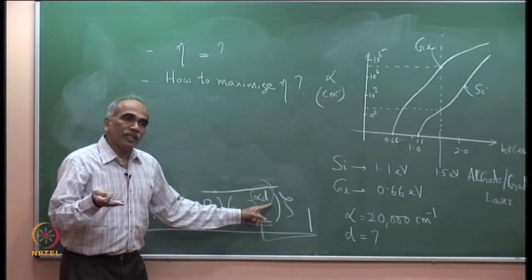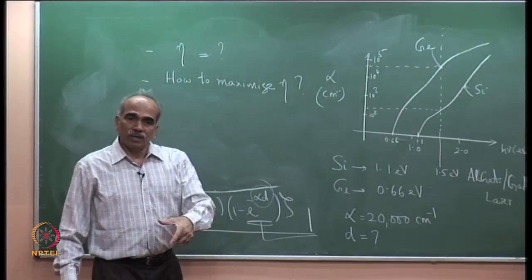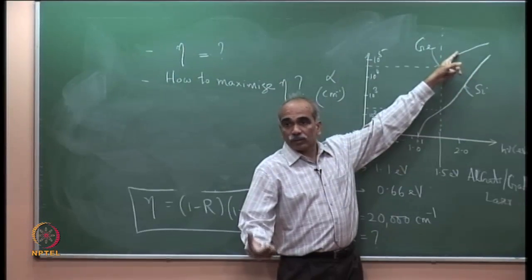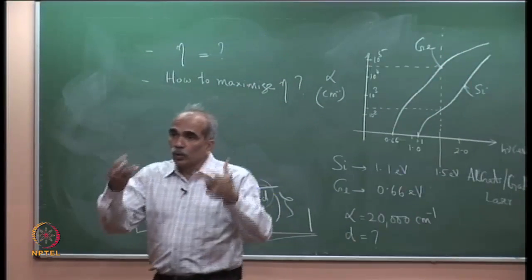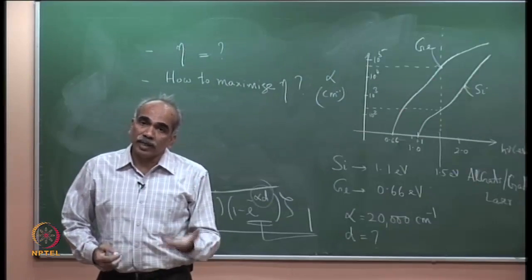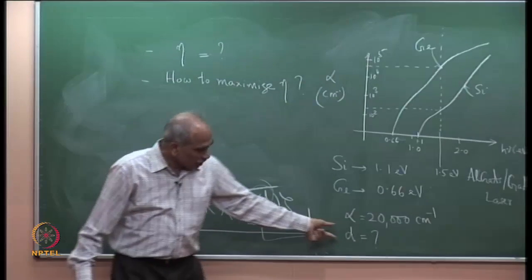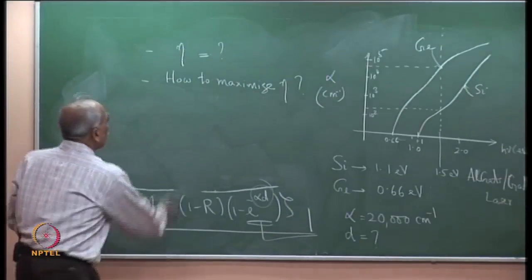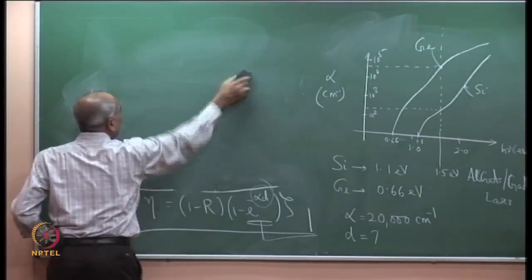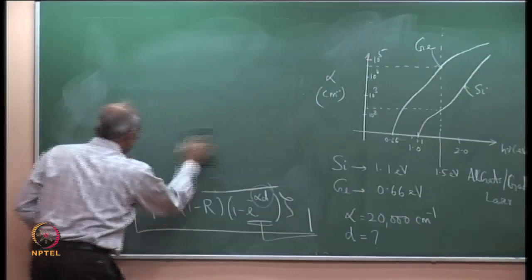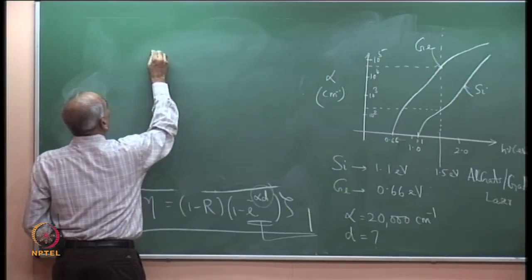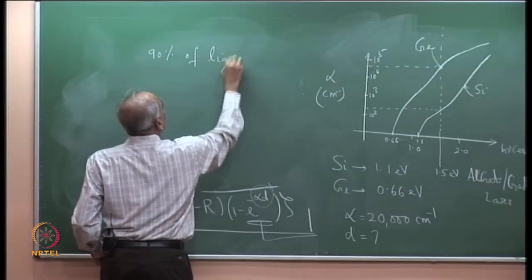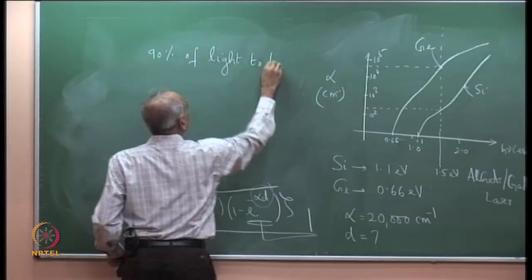Alpha is a parameter which is characteristic of the material. For a given material, here is the alpha variation. At a given wavelength, therefore, if a good quantity of the incident photons has to be absorbed, you have to choose the right value of d. Let me take an example. For example, I want that 90% of light has to be absorbed.